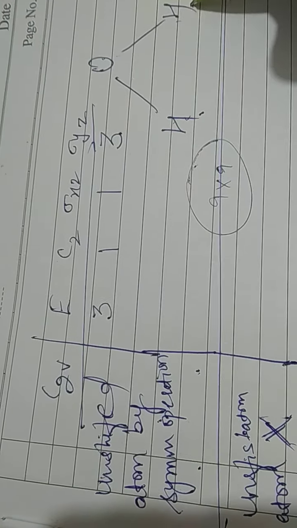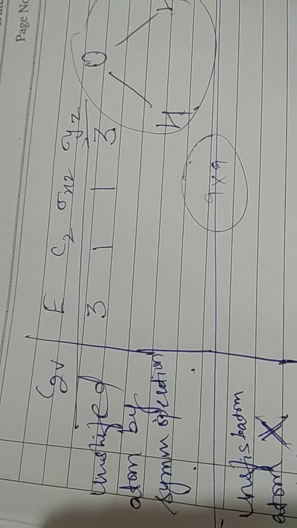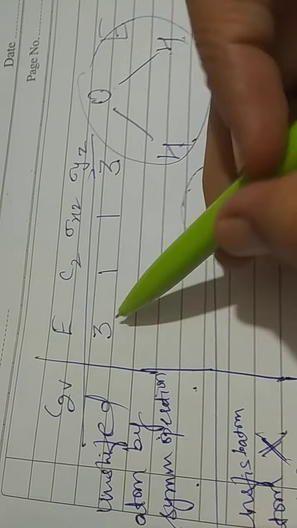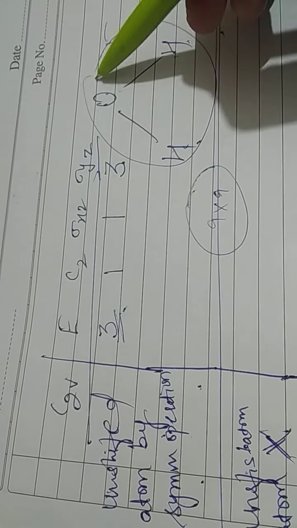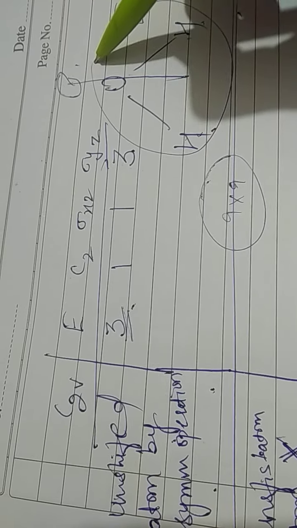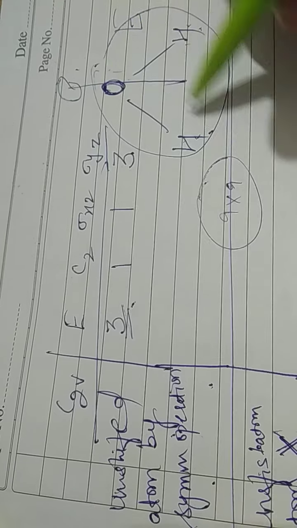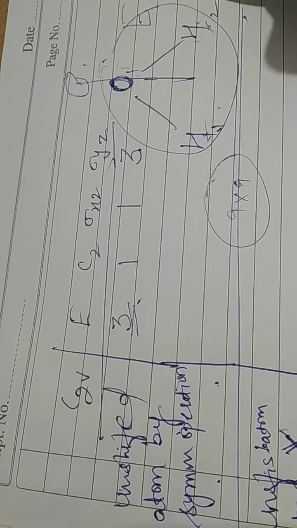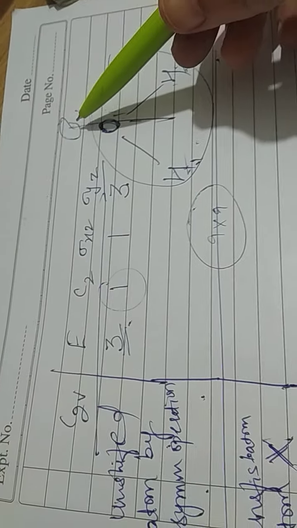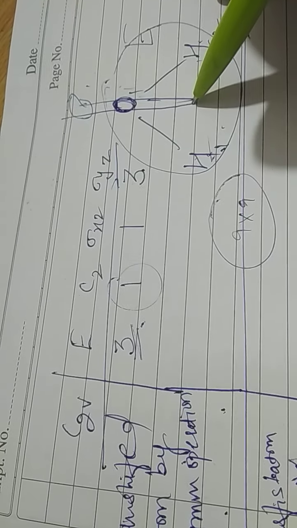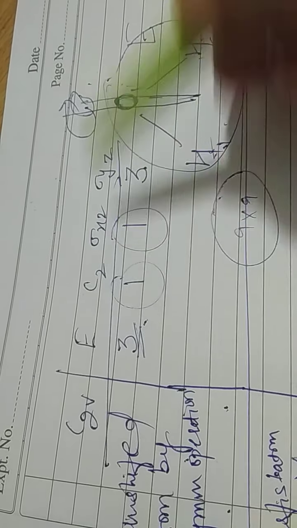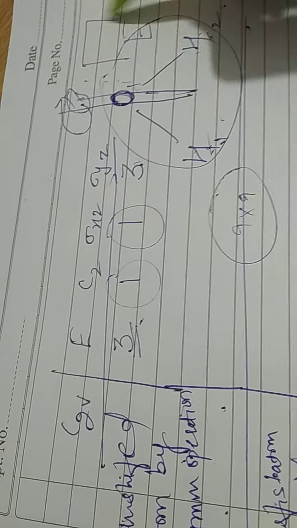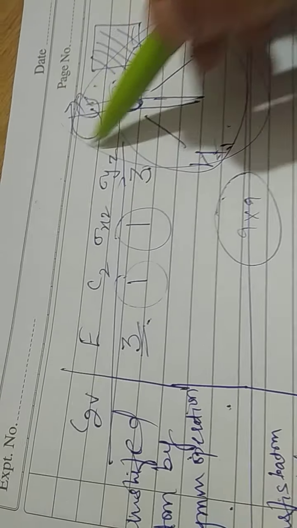When it is a water molecule, if you apply E here, how many are the number of unshifted atoms? It is 3. So 3. C2 you apply, what will happen? How many are the number of unshifted atoms? Only one. Oxygen is unshifted. These two get shifted, right? These two interchange their position. So 1 is the unshifted atom. When you apply sigma xz, how many are the number of unshifted atoms? Again the number of unshifted atoms is 1. Sigma yz, the number of unshifted atoms is all 3.